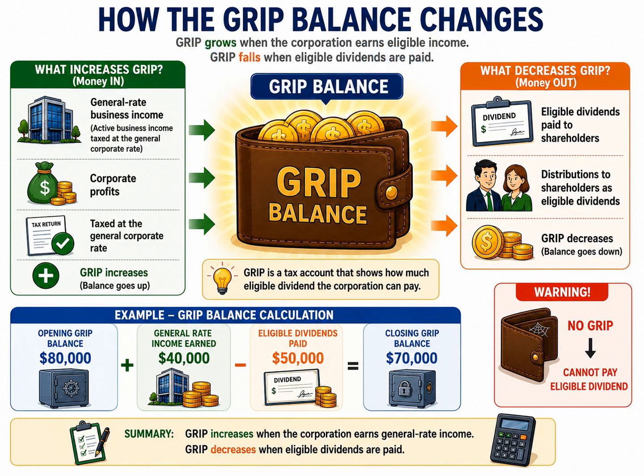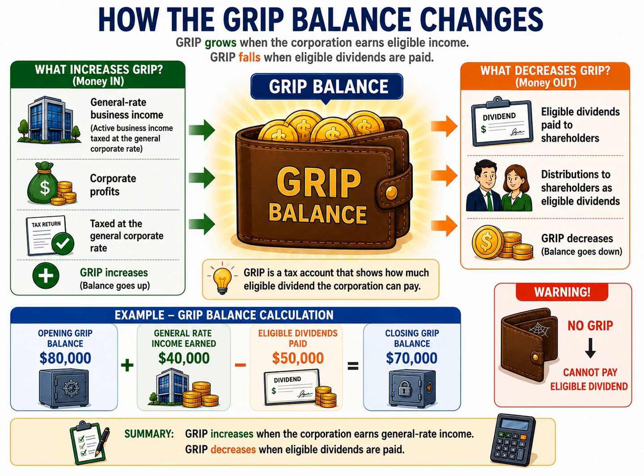When a corporation earns active business income that is taxed at the general corporate tax rate, that income generally increases its GRIP balance. In simple terms, every time the corporation earns qualifying general rate income, more capacity is added to its eligible dividend wallet. Now let's look at what decreases the GRIP balance. Whenever the corporation declares and pays eligible dividends to its shareholders, part of its GRIP balance is used. You can imagine coins leaving the wallet because the corporation is using its available eligible dividend capacity.